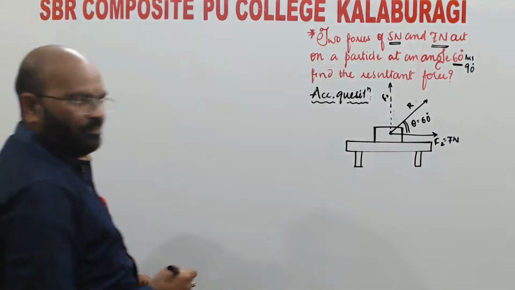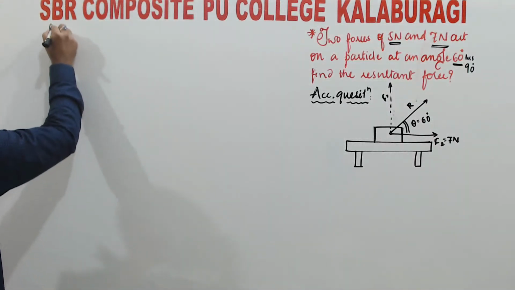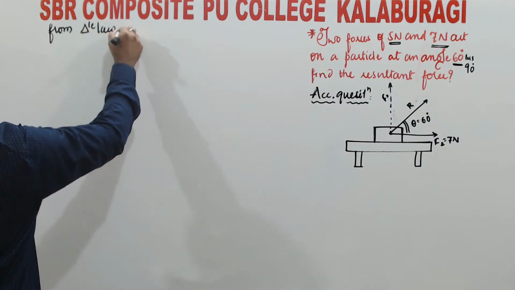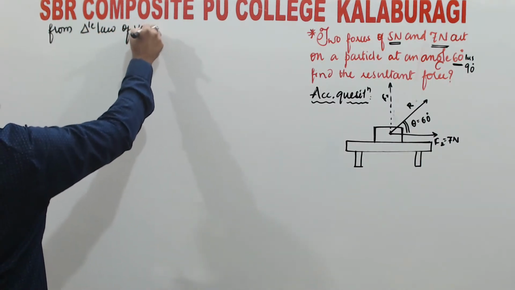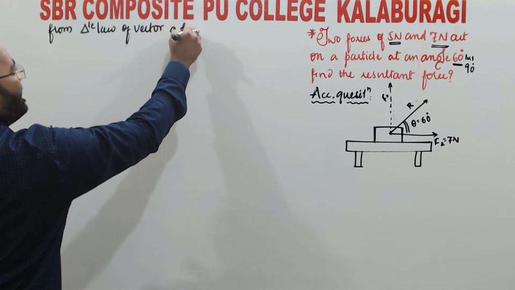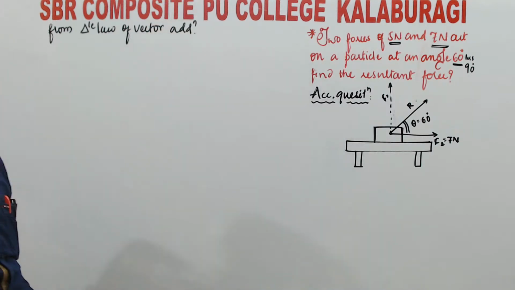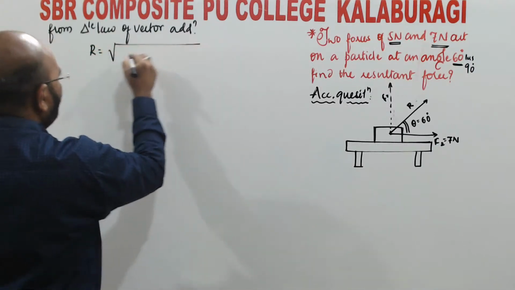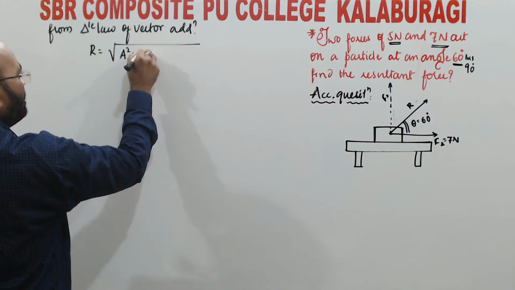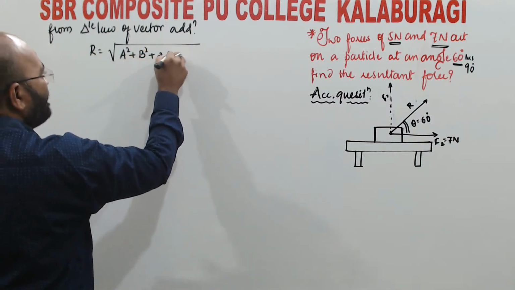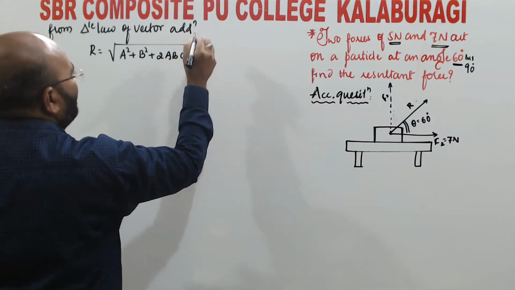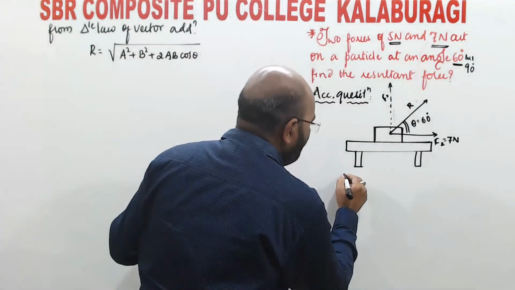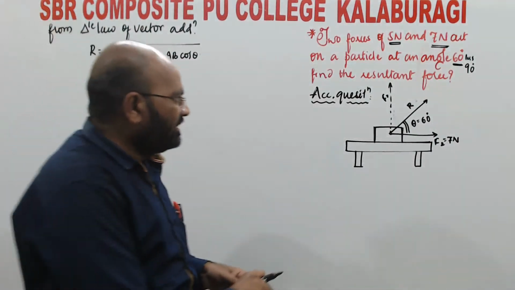Then we know that from the triangle law of vector addition we know the resultant formula. What is the resultant formula you have? R equals under root of A square plus B square plus 2AB cos theta. So this is the condition we have. Then here, instead of A, what is given? Instead of A, the value is given here.